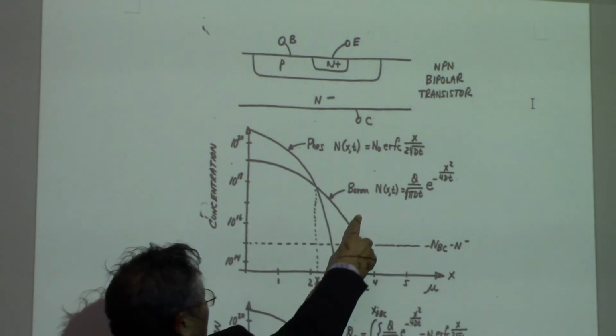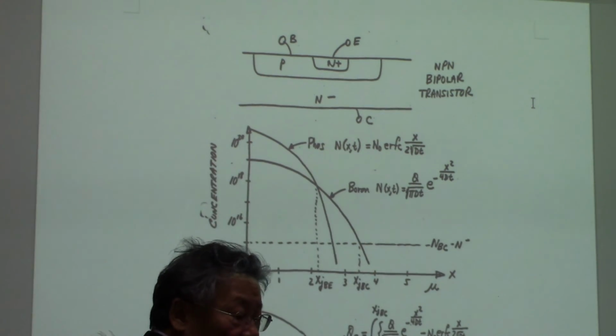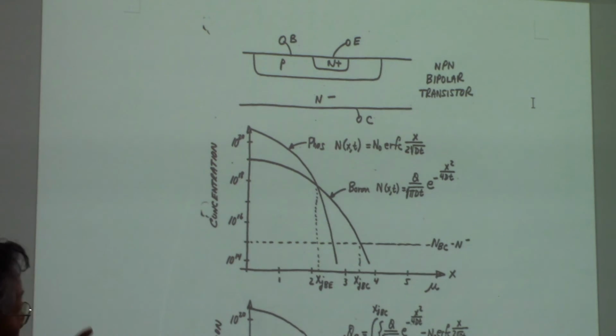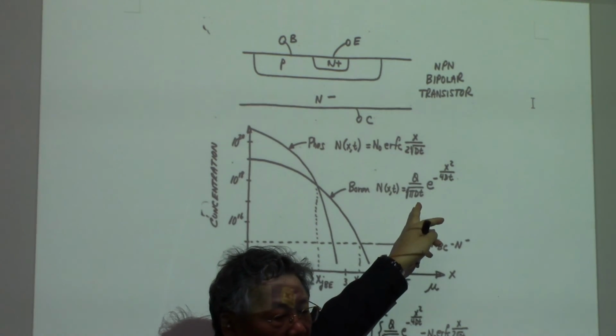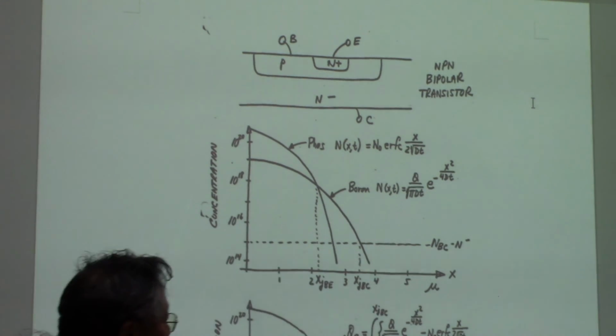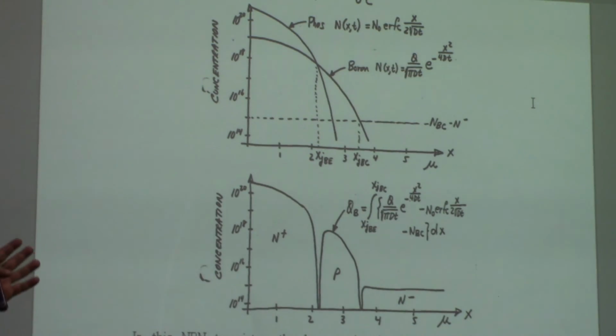But for the boron, we have a low concentration of P for the base, so we do have a Gaussian profile after the drive-in process. And that should be seen in the SIMS depth profile along the depth of the bipolar transistor.